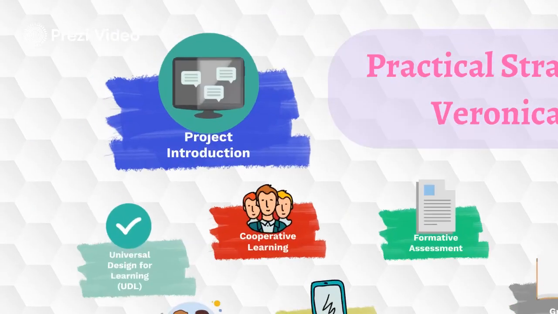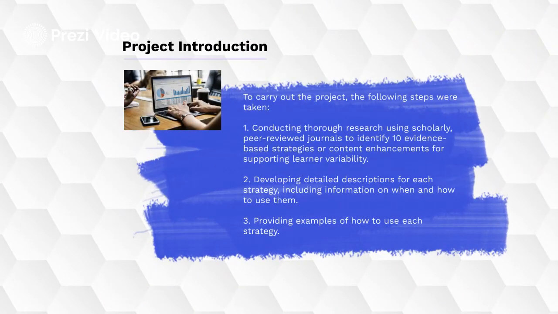First, I'm going to start with the project introduction. So, to make this project, here were the steps that I took. I conducted thorough research using scholarly peer reviewed journals to identify 10 evidence based strategies and content enhancements for supporting learner variability. Then I developed detailed descriptions for each strategy, including information on when and how to use them, providing examples of how to use each strategy.